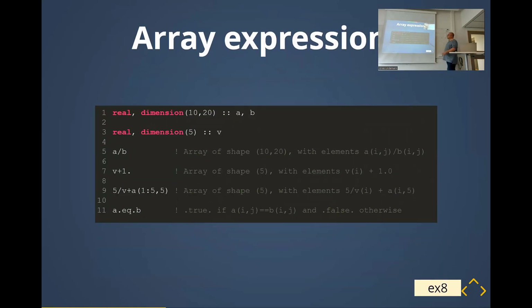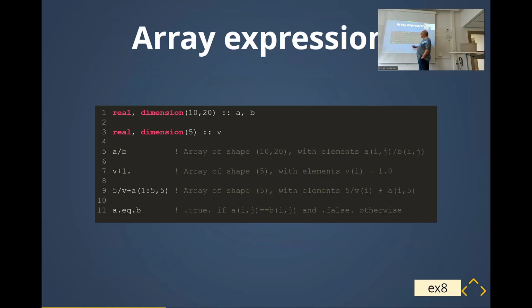So just an example here. I have three variables. I have two-dimensional arrays, A and B, and a one-dimensional array, B. If you do A divided by B, that means that elements Aij will be divided by Bij. That will be done automatically. You don't have to loop here. You can just use array expressions.